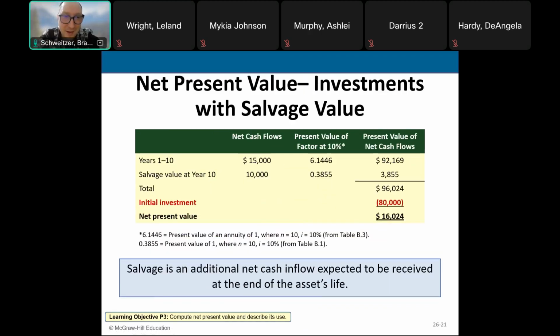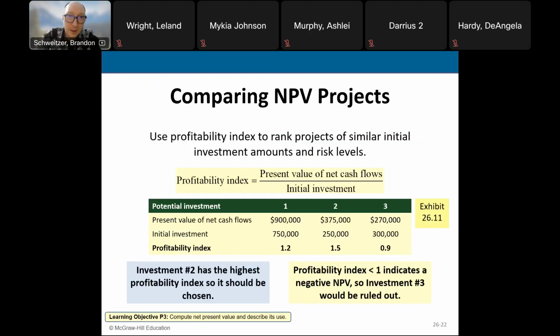All right, and then when we consider salvage value, that of course makes a difference as well. If the machinery has some salvage value, the net present value needs to be above the salvage value amount. What else can I tell you?